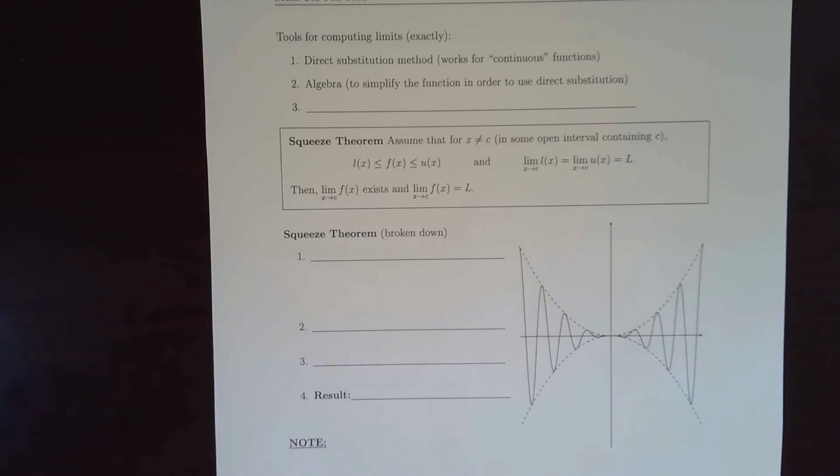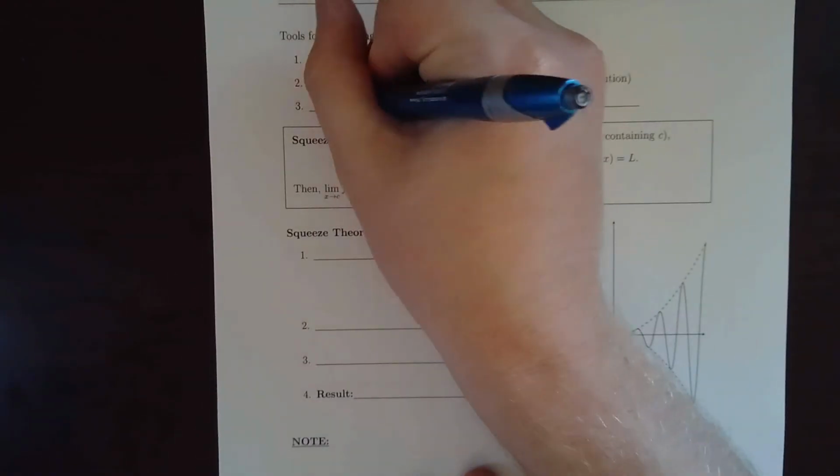We also know that there are sometimes where we'll have to do some algebra in order to simplify the function to use direct substitution. So, in other words, we could have things where we need to go ahead and find those common denominators, use the conjugate, factor out in some way. The last way is to use something called the squeeze theorem.